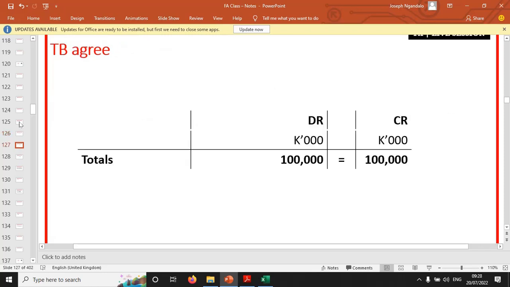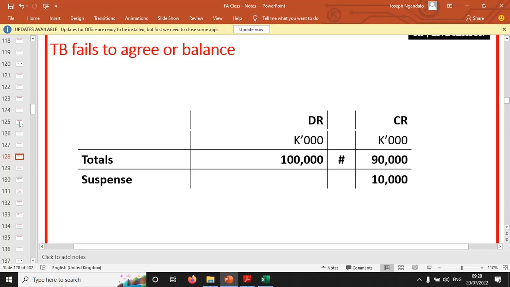So, for instance, like in our case, where everything is okay, the trial balance would have agreed. Please don't write this one because we already have it. We have already done this. Where 100 million is equal to 100 million, we are safe. You understand that? Yes. All right?